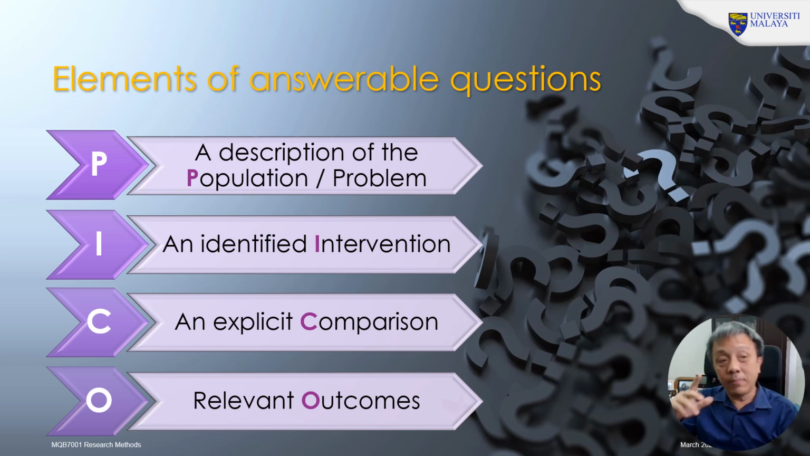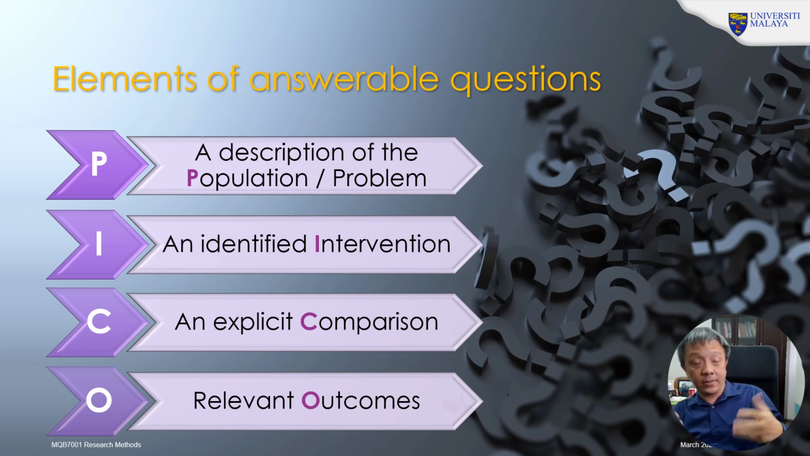So you look at population. Who is the population that I'm going to study? Intervention. What is the intervention that I'm going to assess? What is the comparison group or comparison intervention that I'm going to look for? What outcome am I interested in?